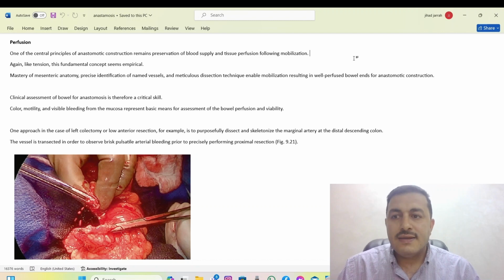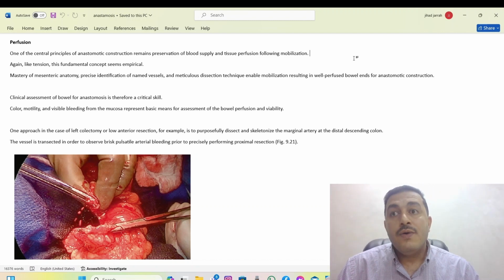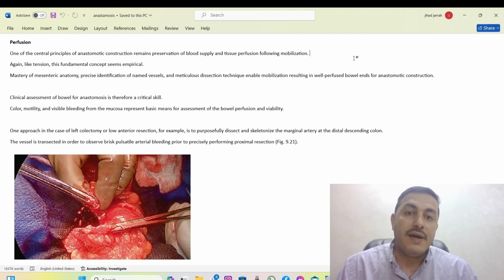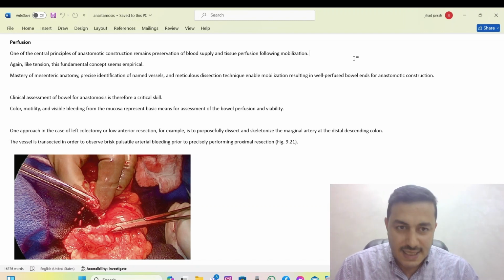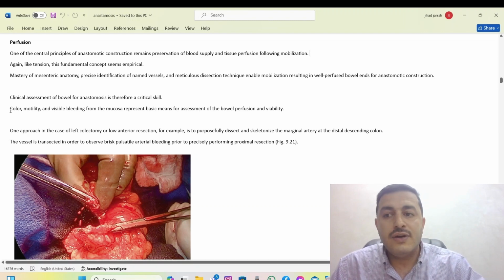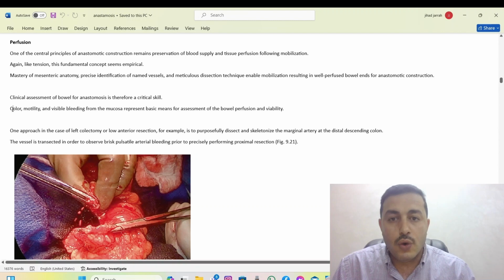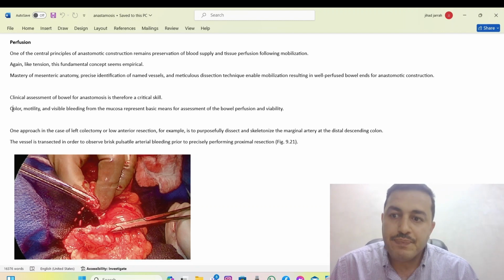But what is suggested is that knowing the anatomy of the mesenteric vessels well, identification of each vessel, and using good technique for mobilization will usually help in getting a well perfused segment of the bowel. Of this clinical assessment, intra-op, we can use the color. For example, the color of the segment at which we are going to resect and the future proximal and distal limb.